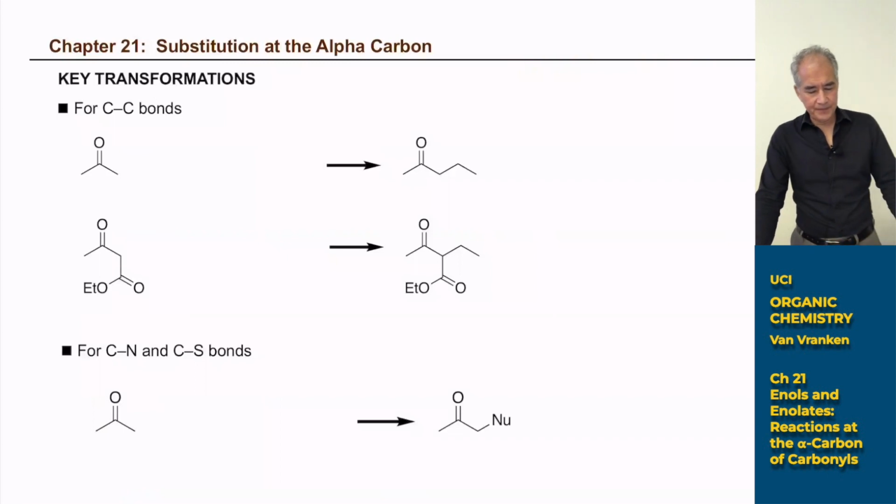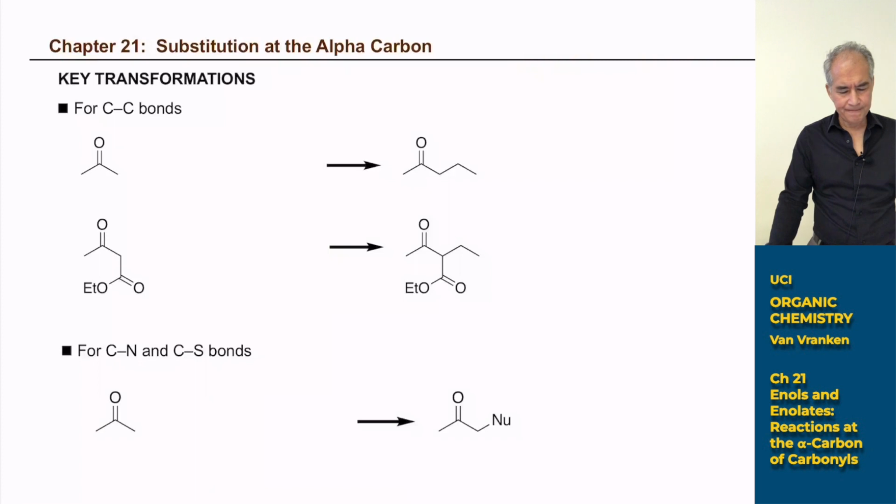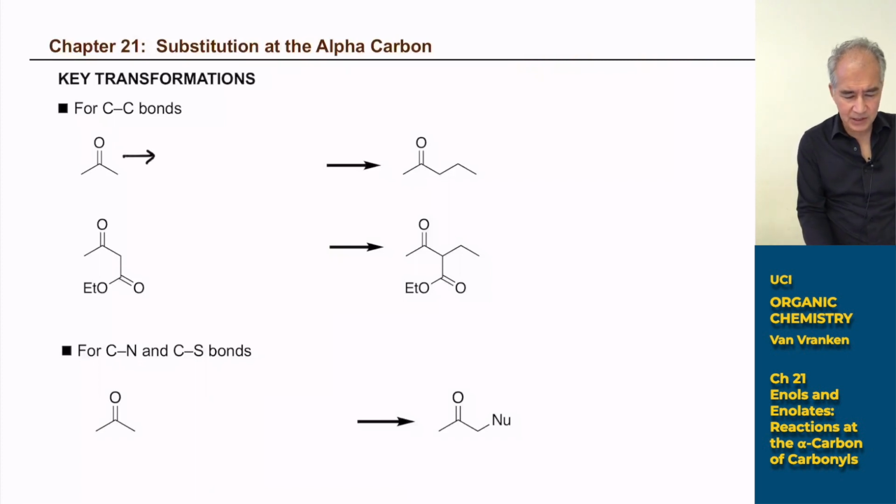Okay, so in this chapter, we're going to have 3 types of transformations that are important, and I'm going to try to generalize those transformations here. What we're going to show you is that if you take just a simple ketone or an ester, you can add powerful bases. And obviously, I'm not willing to tell you about that. It's going to require some discussion here.